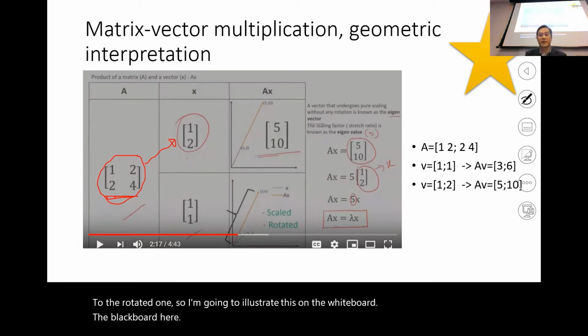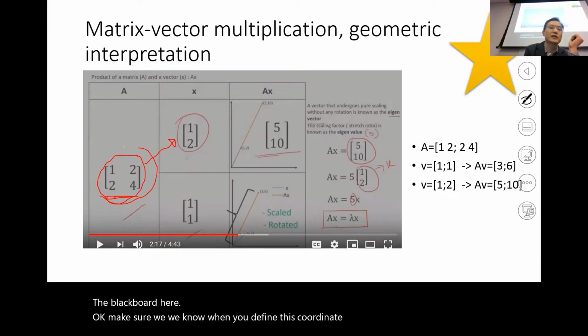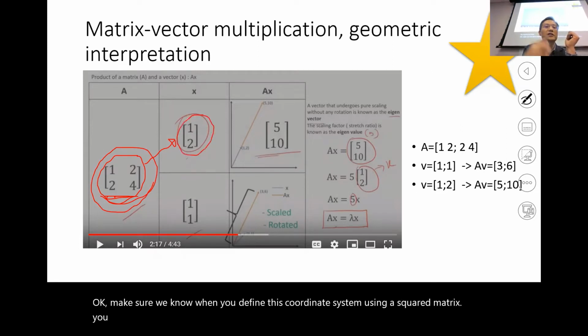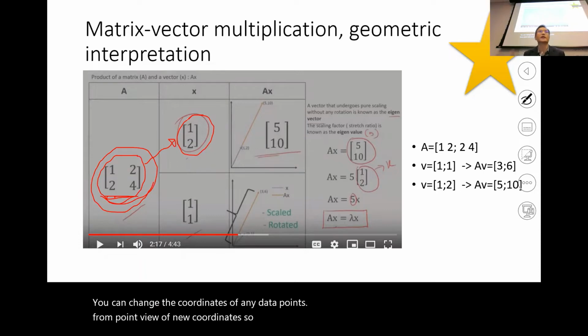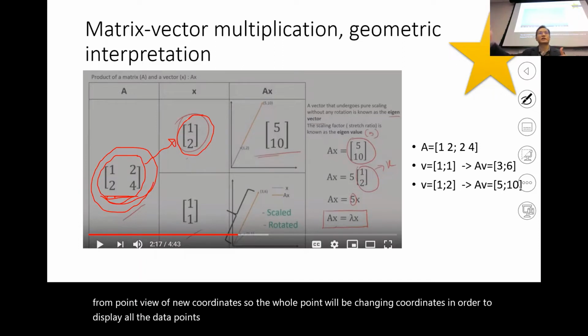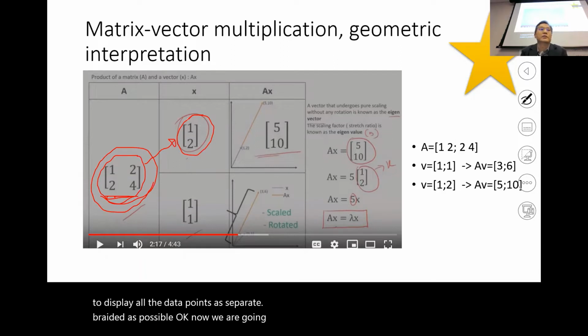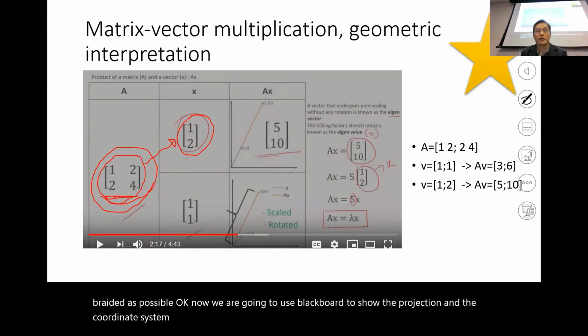Make sure we know that when you define this coordinate system using a squared matrix, you can change the coordinates of any data points from the point of view of the new coordinates. So the whole point will be to change the coordinates in order to display all the data points as separated as possible. Now we are going to use the blackboard to show the projection, the coordinate system, and also the change of the coordinate system.